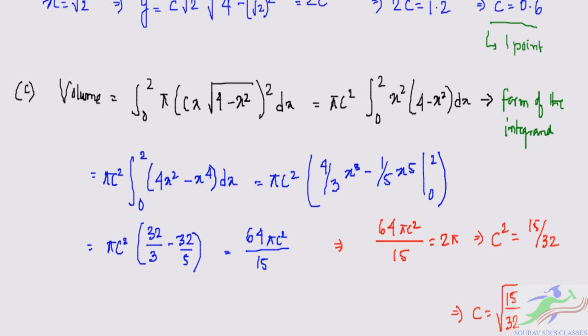From here the points distribution will be: first you have the form of the integrand, the limits and the constant. This is 2 points, 1 plus 1. Next you have to find the antiderivative, which gives 1 point. Finally the evaluation gives you the value of c. This is 1 point, so total 3 points we have over here.